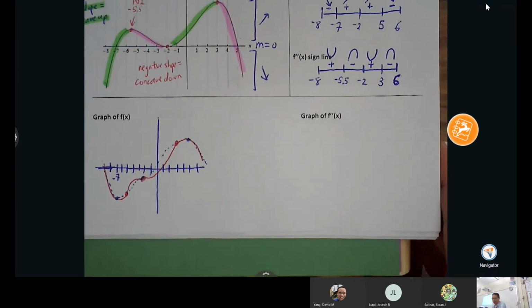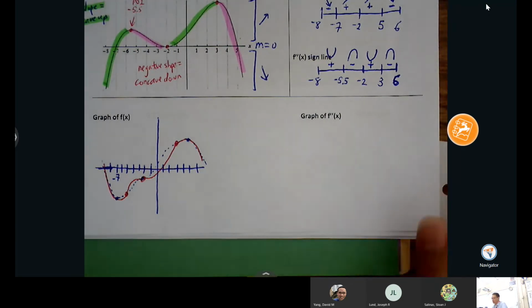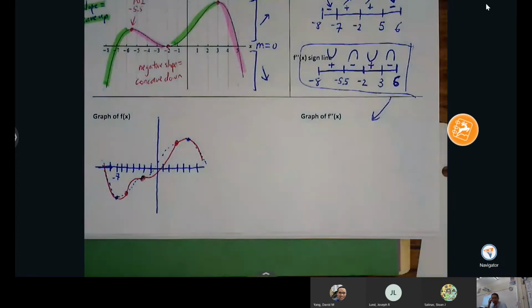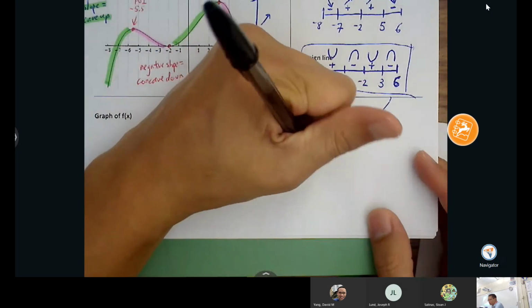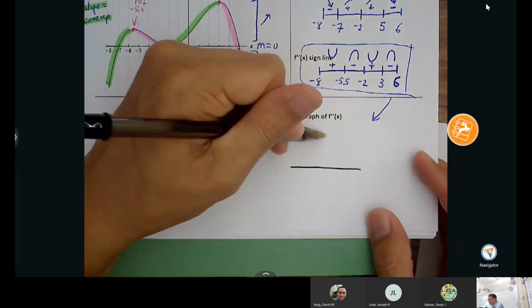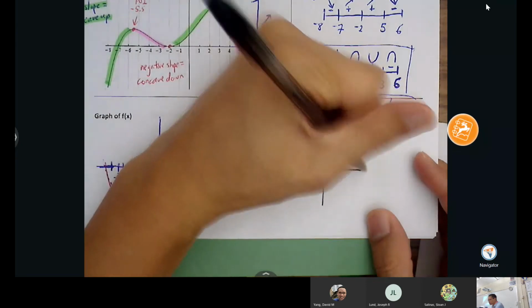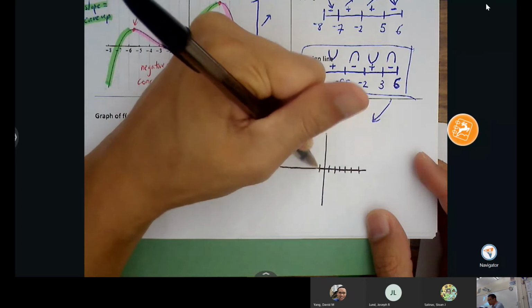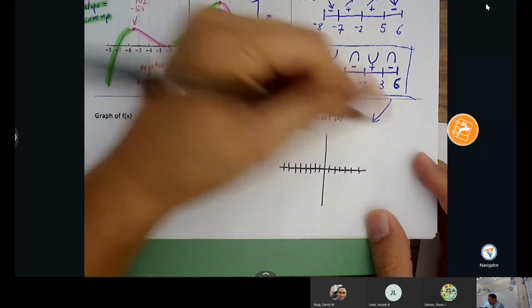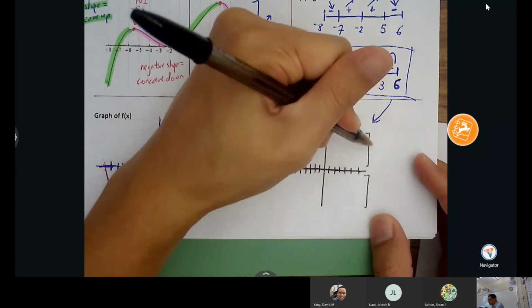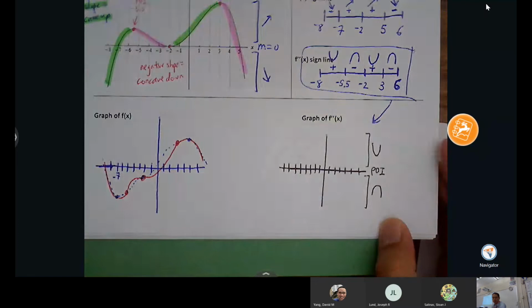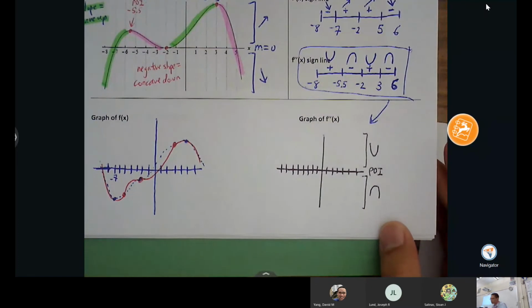F double prime. Again, we're just building it off of this. This is the only thing we're going to look at as we build our second derivative graph. Let's label what above and below the x-axis represent. Concave up is above, concave down is below, point of inflection on the x-axis, so that's where we start.